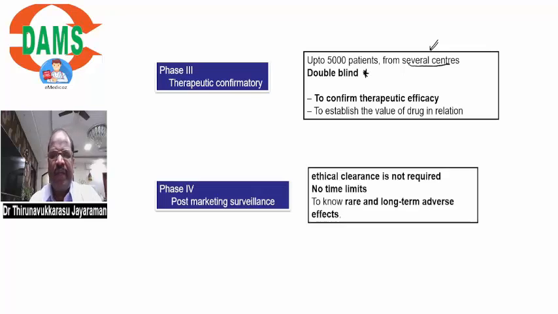Here the point is there's no need of ethical clearance because we already got clearance, and there is no time limit. We can do it for any number of months or years. Here the aim is to note down any rare problem, and whether any long-term adverse effect occurs or not. So that's the aim of phase 4 study. So the new drug application we apply after phase 3 trial.